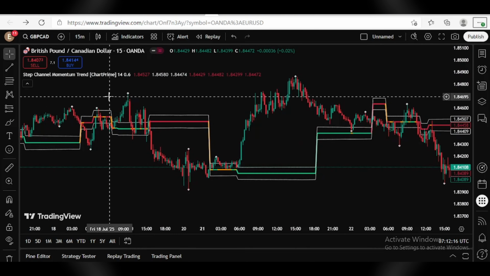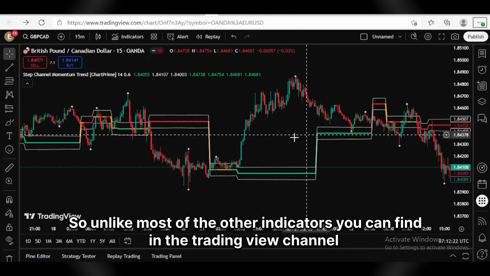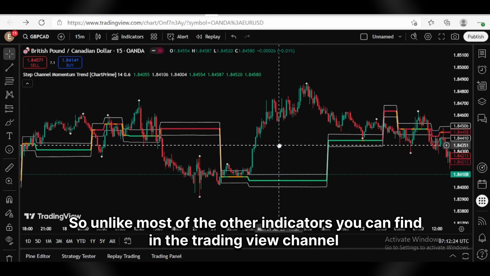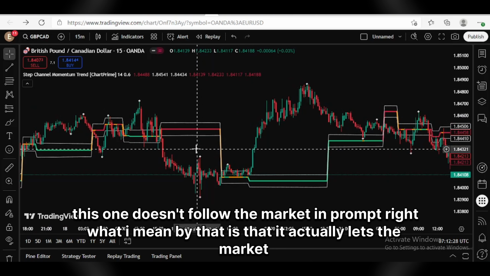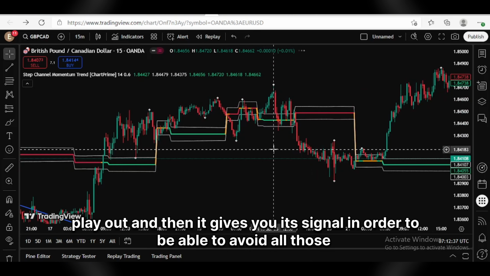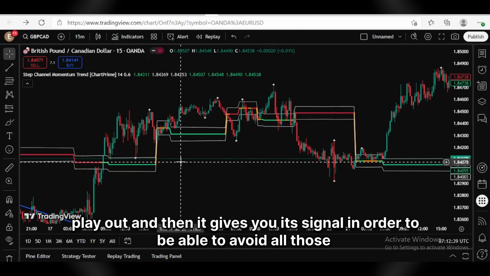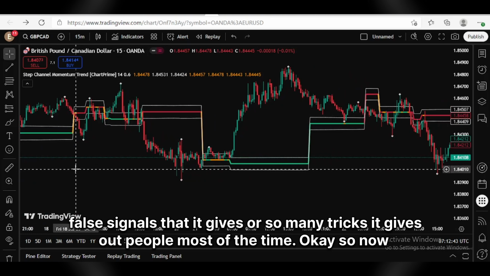So this is called the Step Channel Momentum Trend. Unlike most of the other indicators you can find on TradingView, this one doesn't follow the market impromptu. What I mean is that it actually lets the market play out, and then it gives you its signal, in order to avoid the false signals that so many indicators give people most of the time.